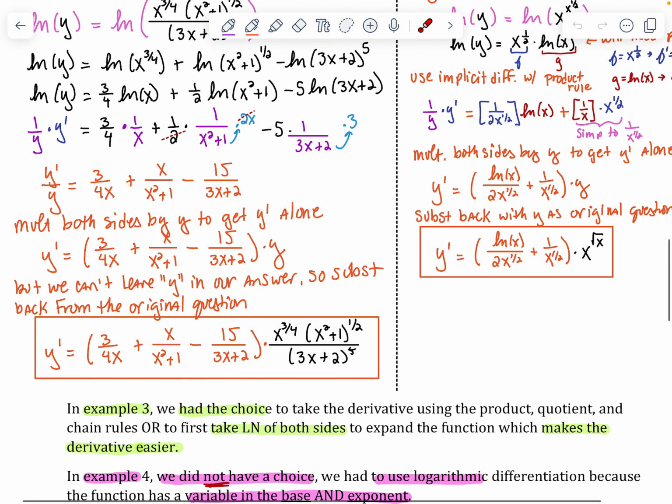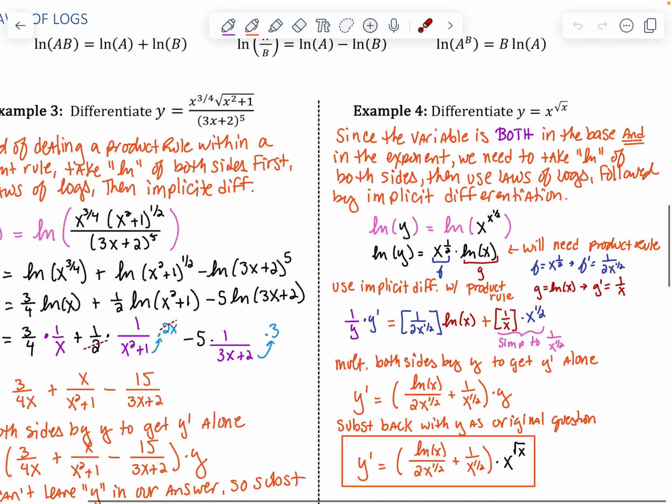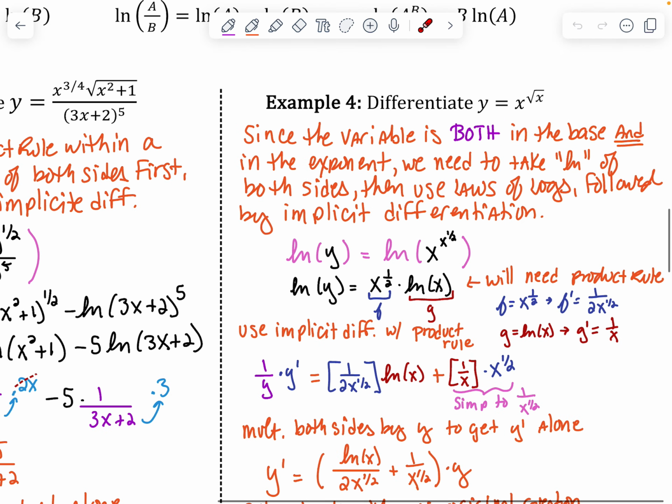Now, you'll notice there's a comment down here that example 3, which we just finished, we had the choice. We could have taken the derivative using a product rule, a quotient rule, and a chain rule, and it would have all worked. But I believe the way we did it seems a little bit more efficient by taking the natural log. It just seemed easier to me. We're now going to look at a problem where we do not have a choice to make that decision. Let's look at it and why.